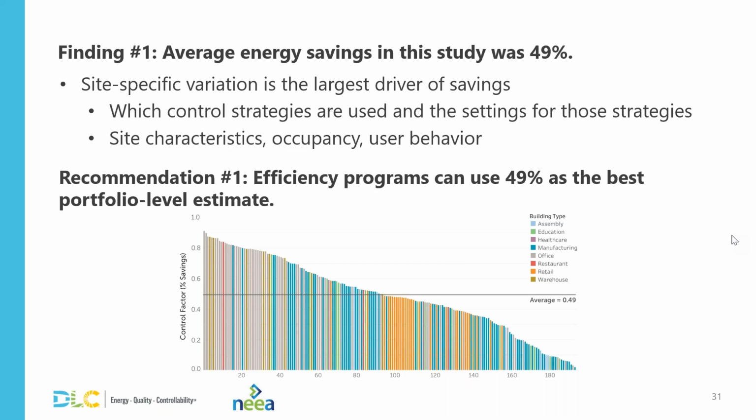The average energy savings across all buildings in the study was 49%. However, site-specific variation is a much larger driver of energy savings than general factors such as building type. Some sites appear to implement aggressive HighEnd Trim and optimize their control strategies to achieve deep savings, while others may be using the systems in a more basic manner.